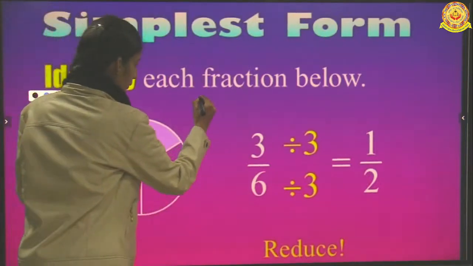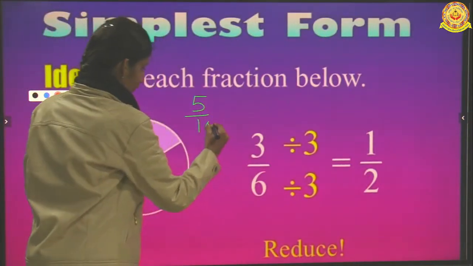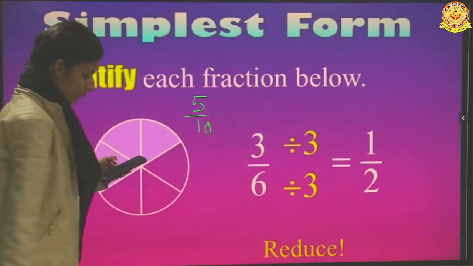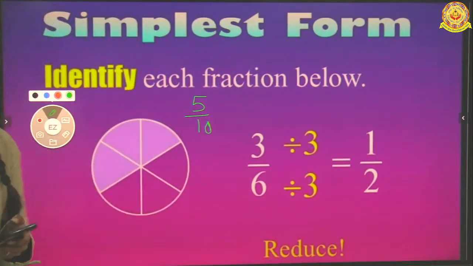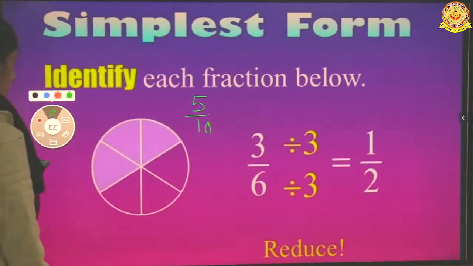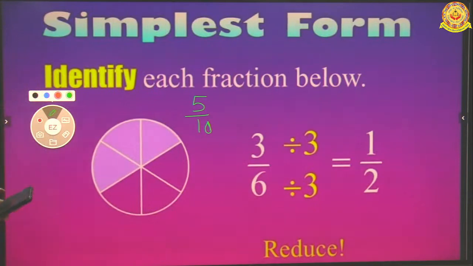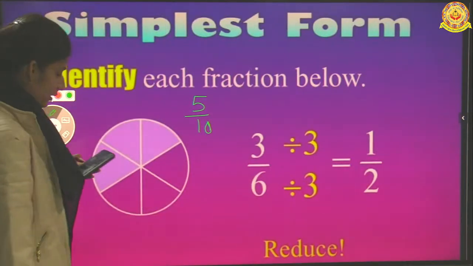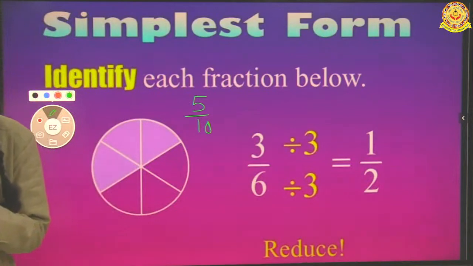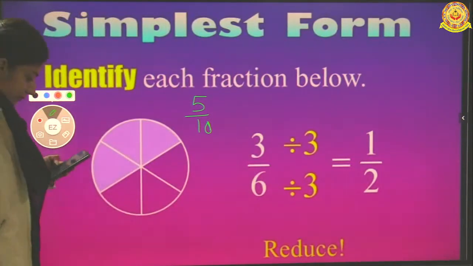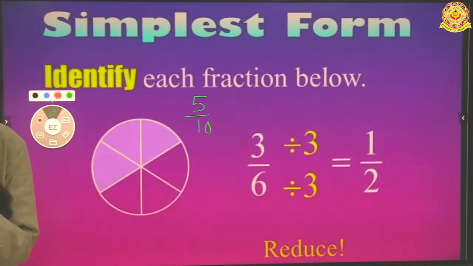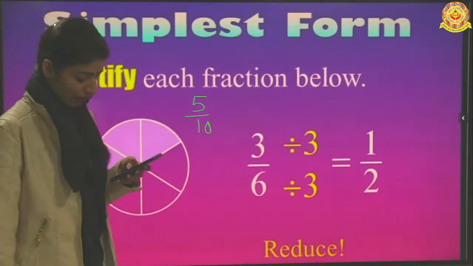Suppose if I am asking you about 5 upon 10. What is the common factor in this? Please tell me fast. What is the common factor in 5 upon 10? Highest common factor. In 5 upon 10, what is the highest common factor?